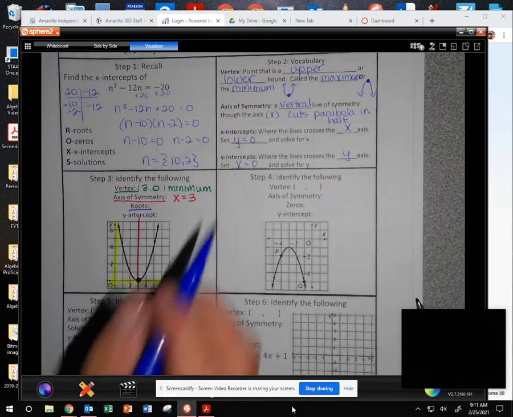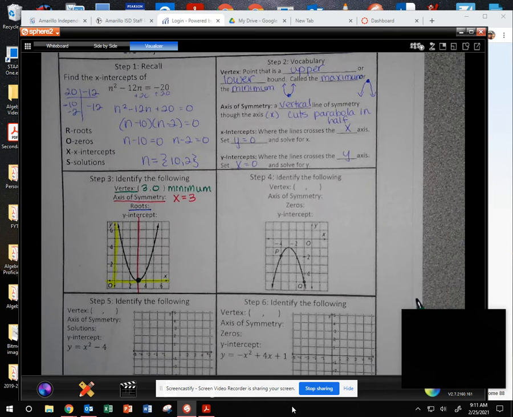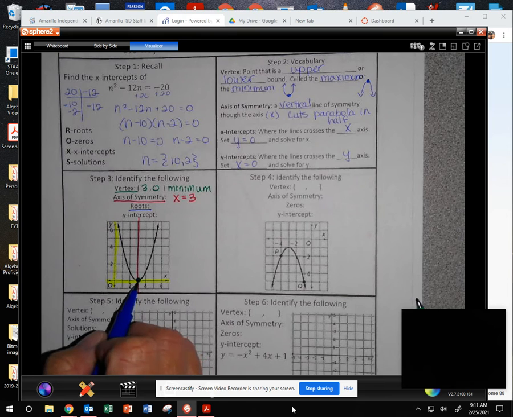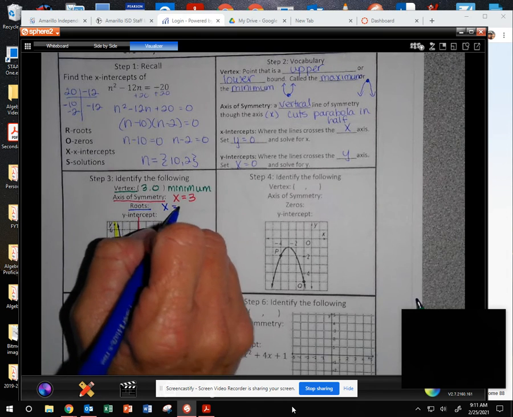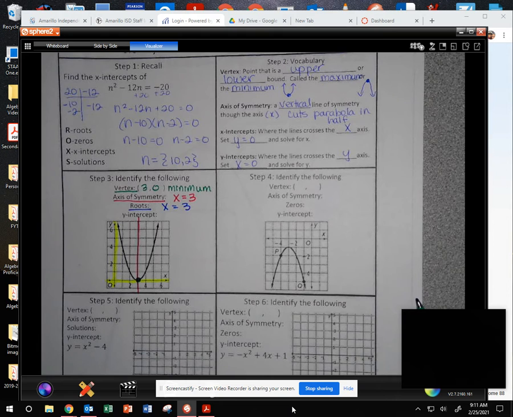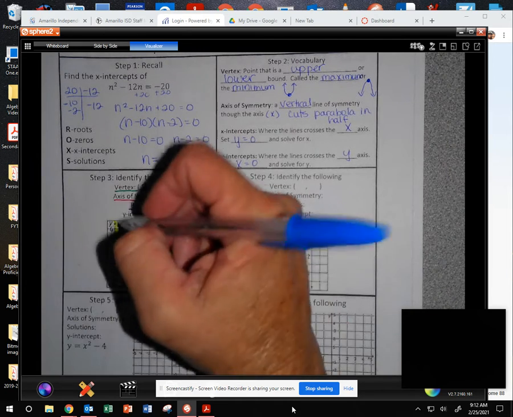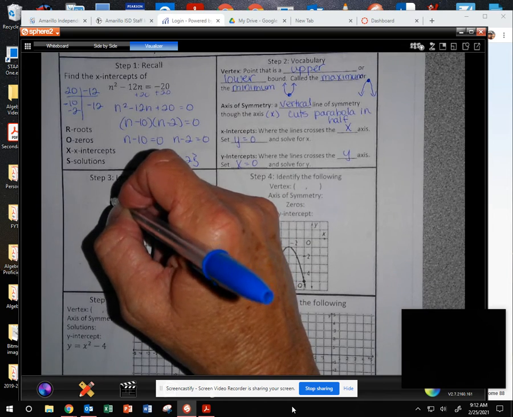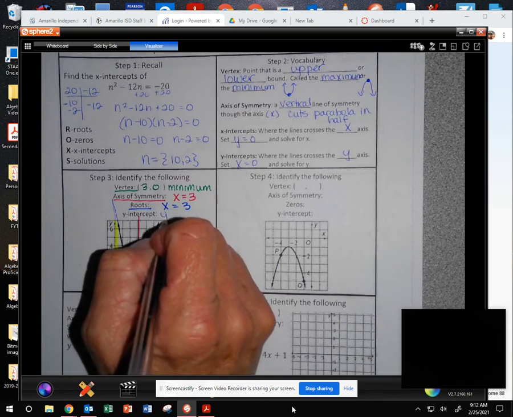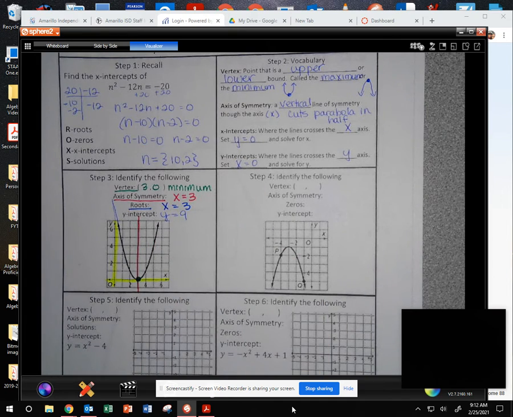Now, my roots are where this line crosses the x-axis, and where this line crosses is x equals 3. On this one, you really can't tell unless you have the equation and put it into your calculator. If I had that, I would be able to see that this line continues up, and my y-intercept would be 9. But you wouldn't be able to see that without having this on your calculator.